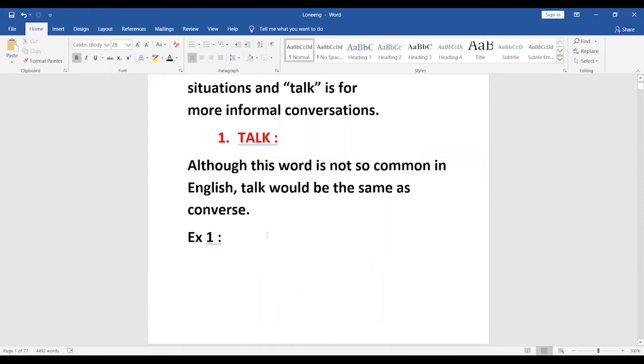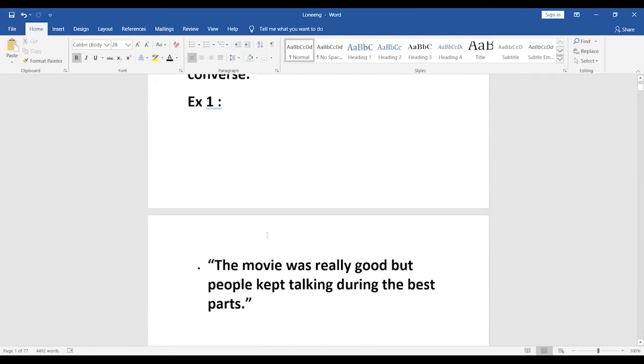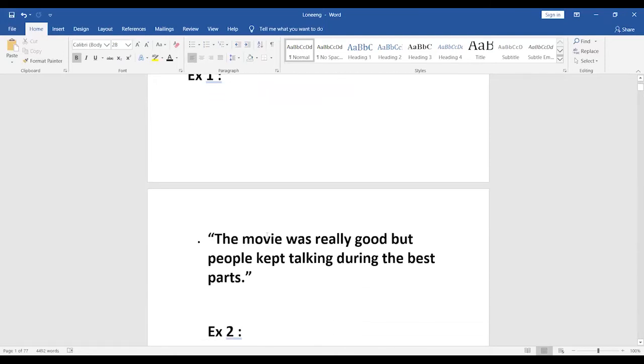Nevertheless, let's take a look at the word talk. Although this word is not very common in English, talk would be the same as converse. What is converse? To exchange conversation. Okay, that is the meaning of converse. So you can also use talk. Let's take a look at the first example. The movie was really good, but people kept talking during the best part, as in when there was a very good scene. When there's a very good dialogue going on, people in the cinema hall kept talking.